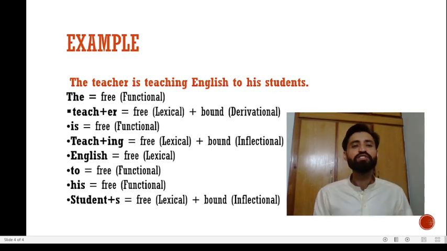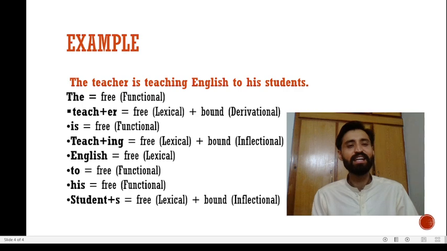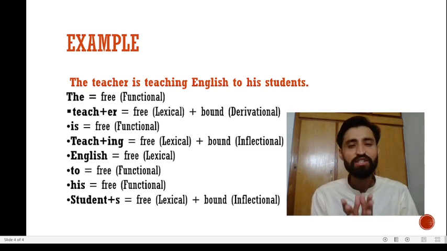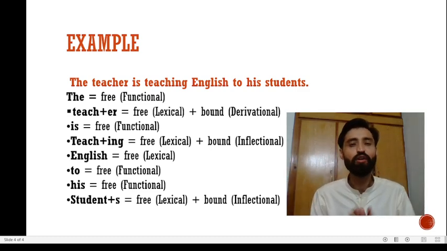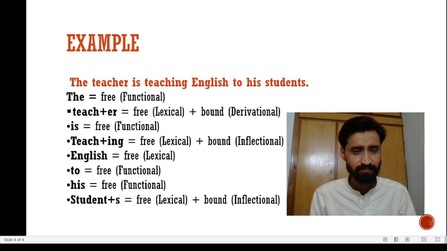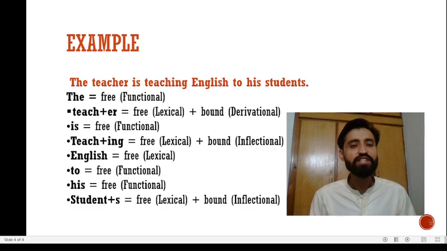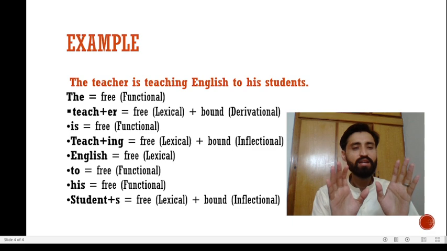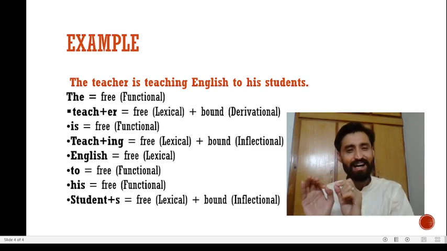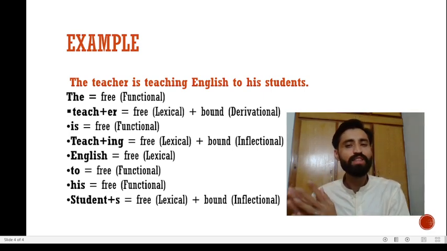So now let's try to examine an example. The teacher is teaching English to his students. Now let's do morphological analysis or morphological description, okay? First of all, let's focus on this example. The teacher is teaching English to his students. Now, the, teach, er, is, teach, ing, English, to, his, student, s.